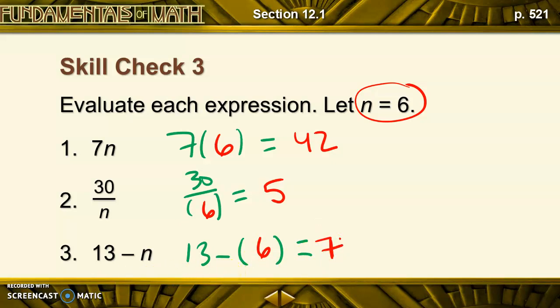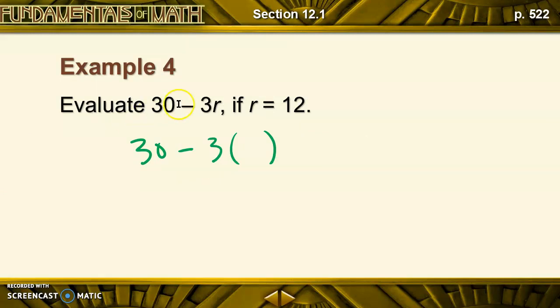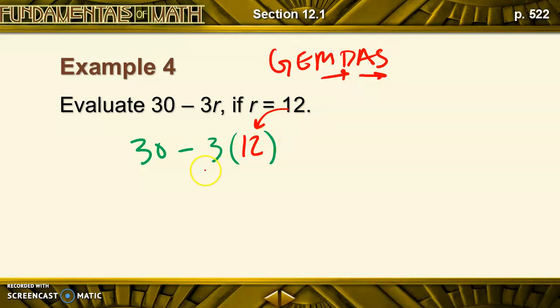Cool? Cool. The last little part of this lesson is just to remind you that you always use the order of operations. Whenever you are evaluating, you always use the order of operations. So let's look at this example. Evaluate 30 minus 3r if r is equal to 12. Well, if r is equal to 12, we're just going to go ahead and plug in 12 wherever we see r. And our order of operations says that we're supposed to multiply before we add or subtract. So this becomes 36. And now I have 30 minus 36.